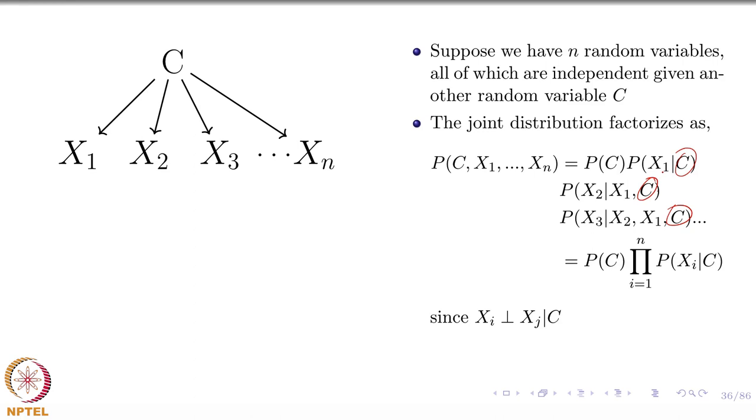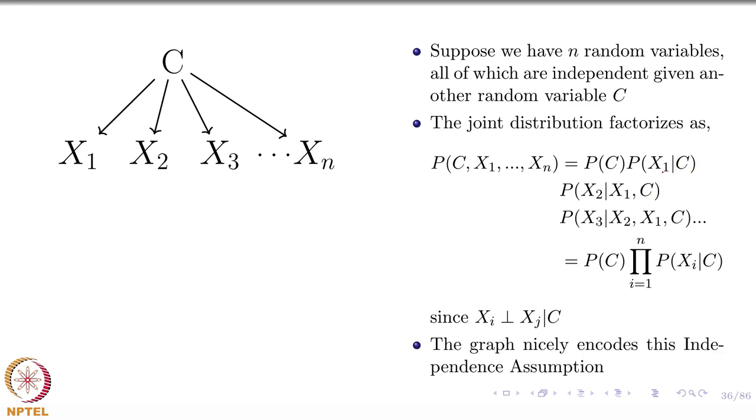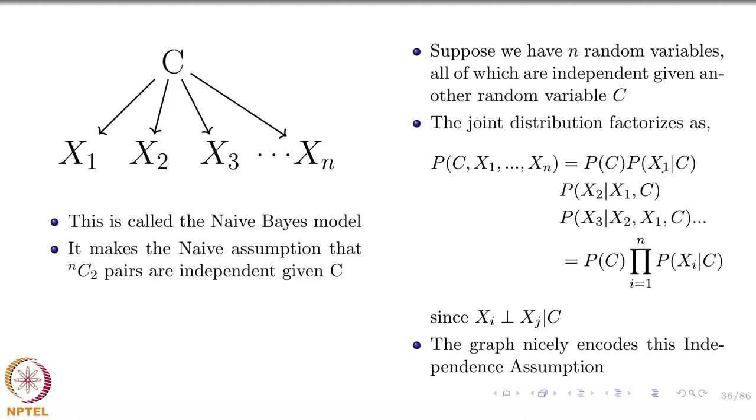What model is this? Everyone? Naive. How many of you have seen this before? All of you. Okay. So this graph nicely encodes this independence assumption that all the variables are independent of each other given this variable C, right? And that's what the graph is trying to tell you, that there are no dependencies between x1, x2, and so on, but all of them are dependent on C, right? And this is actually the naive Bayes model, and it makes the assumption that the n choose two pairs of the random variables are all independent of each other given the random variable C. And that's the naive assumption, right?